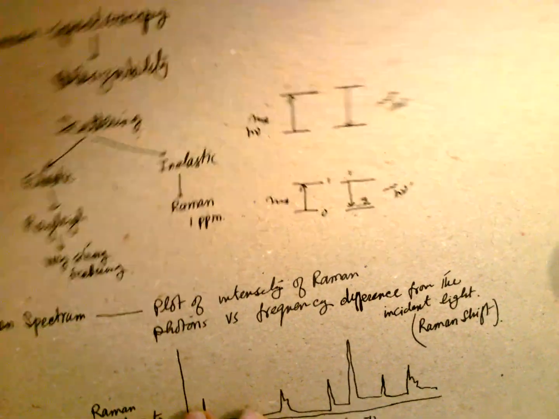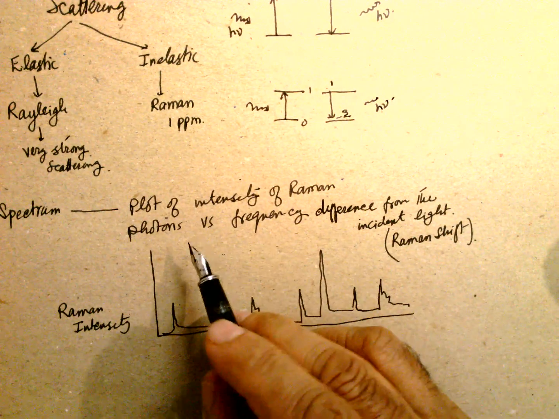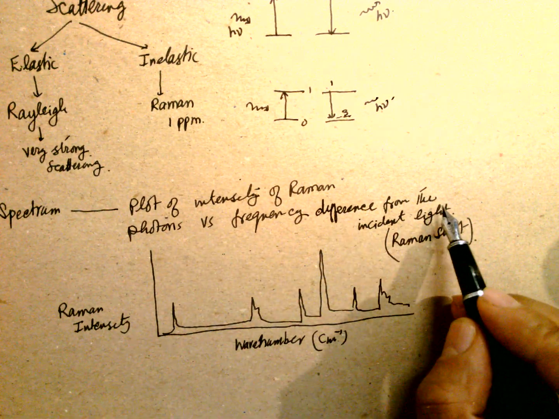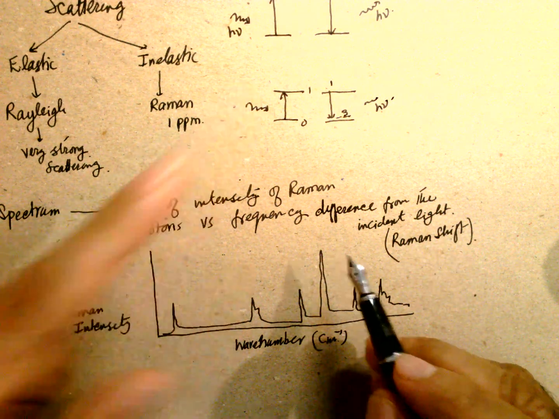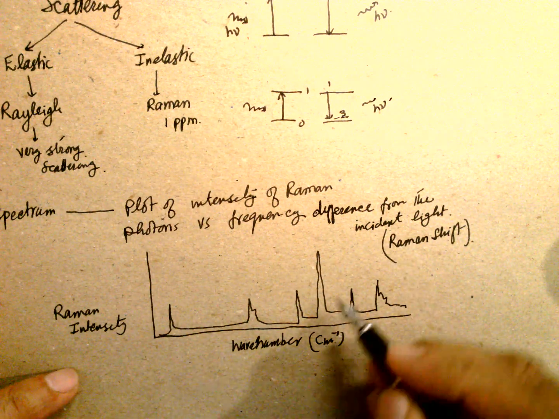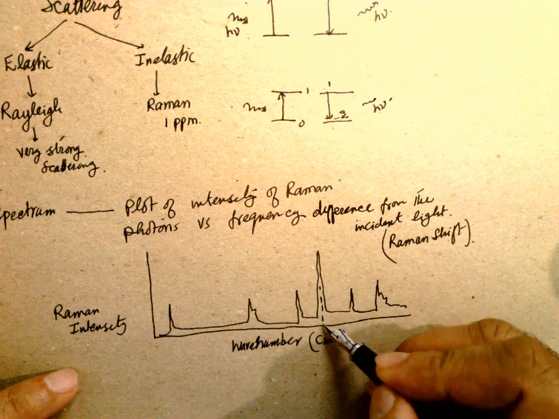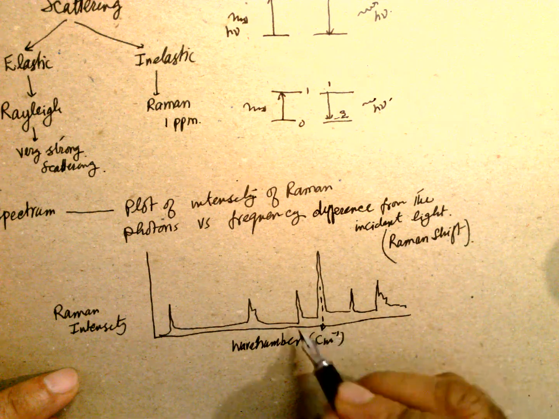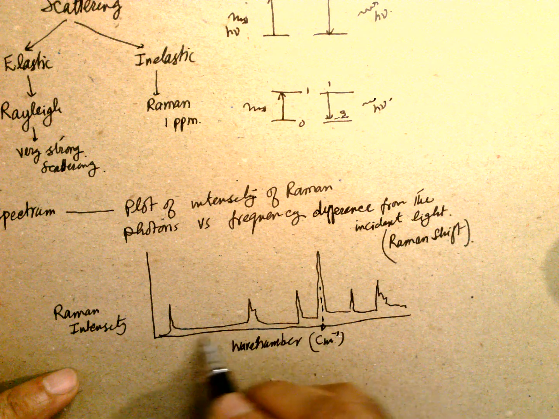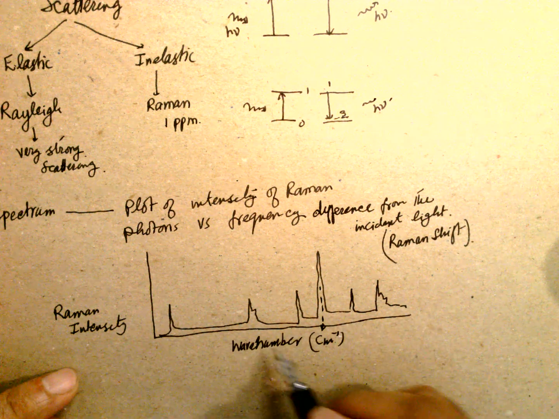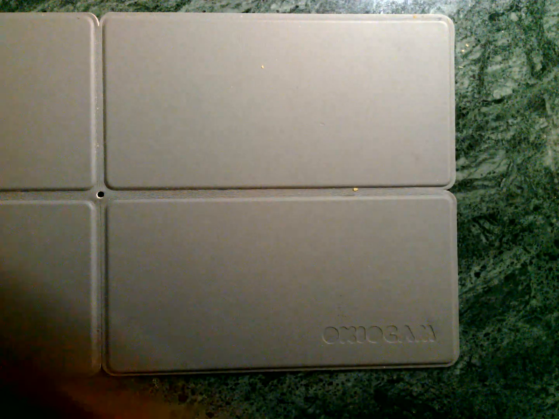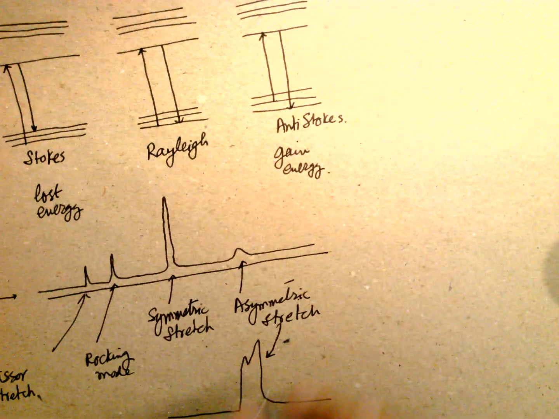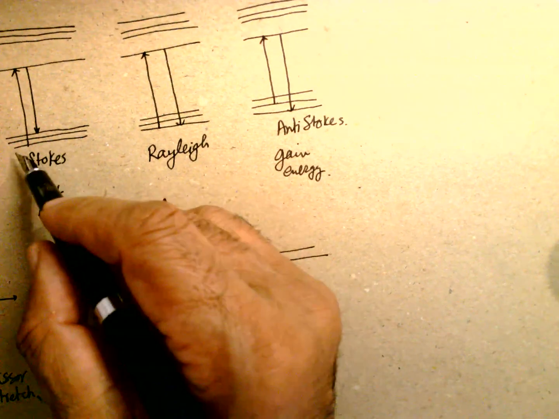So the Raman spectrum is the plot of the intensity of the Raman photon versus the frequency difference from the incident light. So how much is the shift from the incident light? This is the incident light, and then what is the difference? There is less energy, and this is higher energy. These are the Stokes, and these are the anti-Stokes lines.